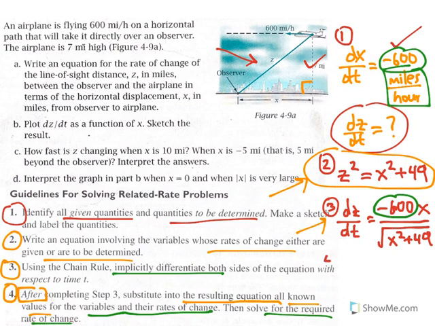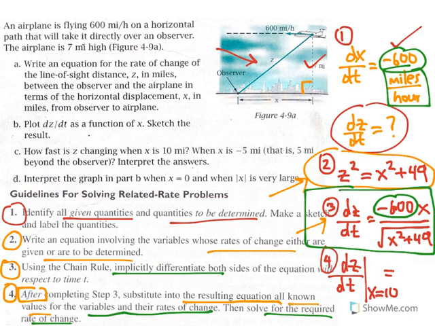And in step 4, you might be asked, for example, how fast is the distance between the observer and the plane changing when the horizontal distance between the observer and the plane is, for example, 10 miles, when x is equal to 10. So what does that mean? That means you're going to take your related rates equation from step 3 and evaluate it when x is equal to 10, or whatever x may be, depending on what the problem is asking you to do. And we're going to look at that next.